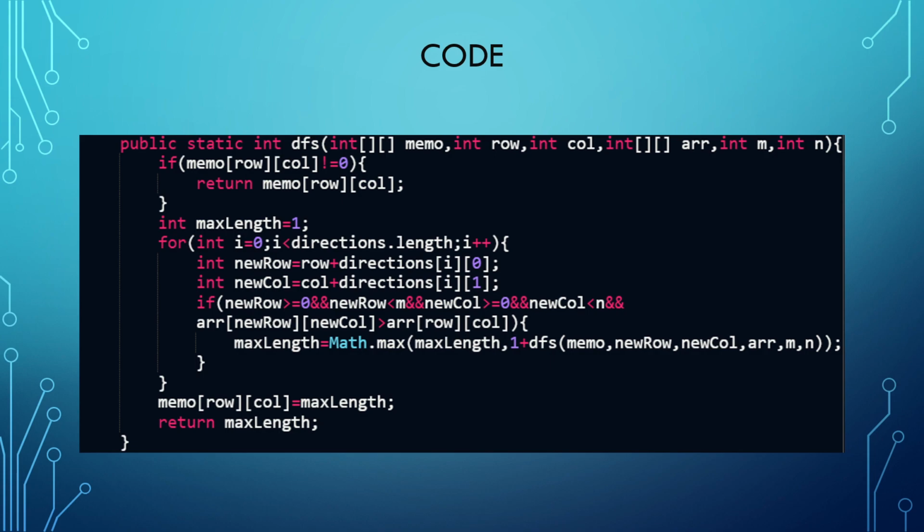So these 2 conditions are checked. The first condition is that new row must be greater than or equal to 0 and less than m. Similarly, new column must be greater than or equal to 0 and less than n. This satisfies the first condition.